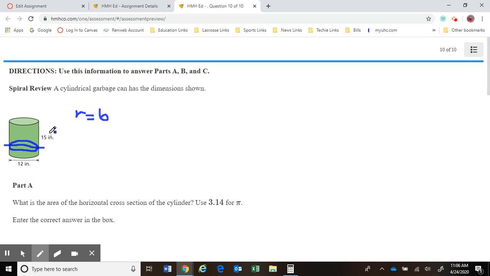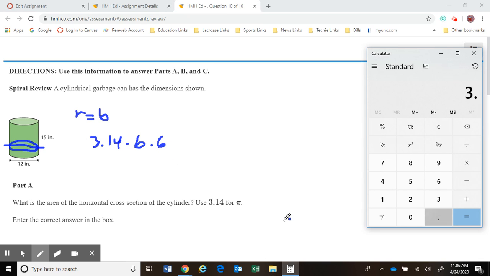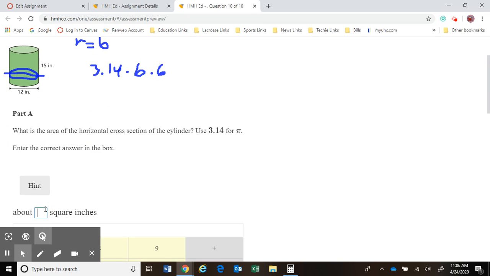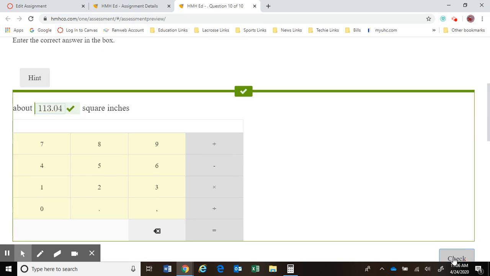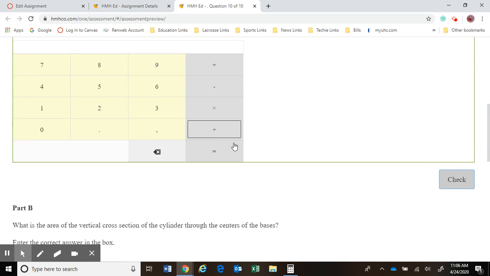Do I even need to do anything with 15? No, I didn't cut vertically. I cut horizontally. So we're just going to go 3.14 times 6 times 6, and that's going to give me my answer. And I get 113.04. All right, let's check it. Okay, good. Now, moving on.